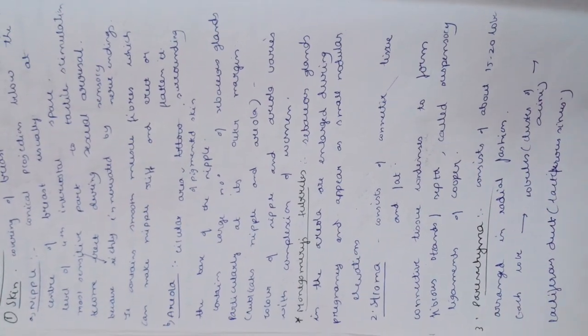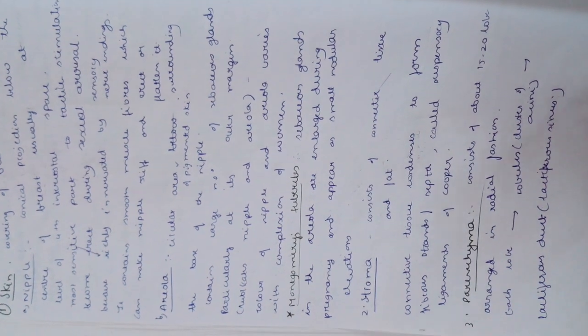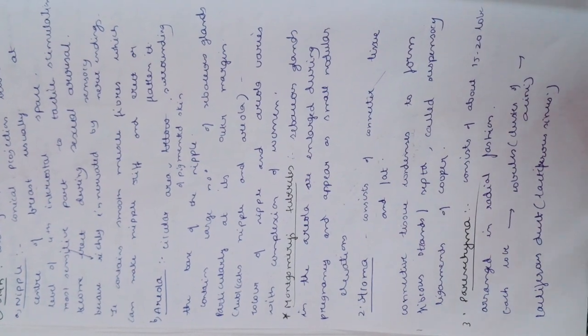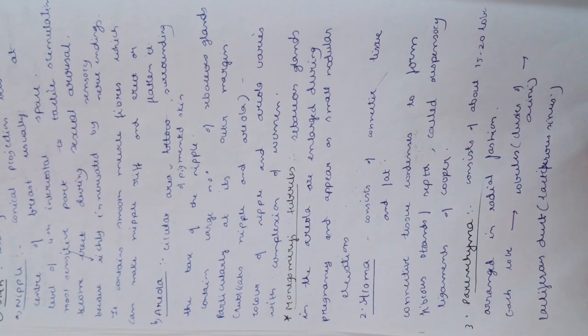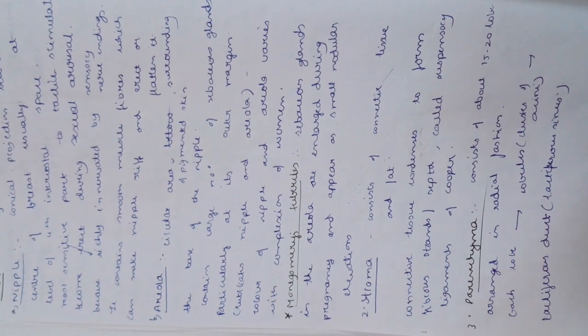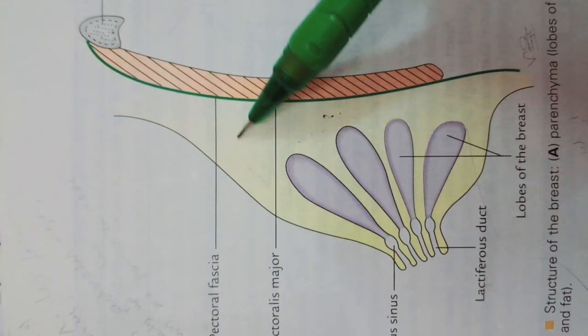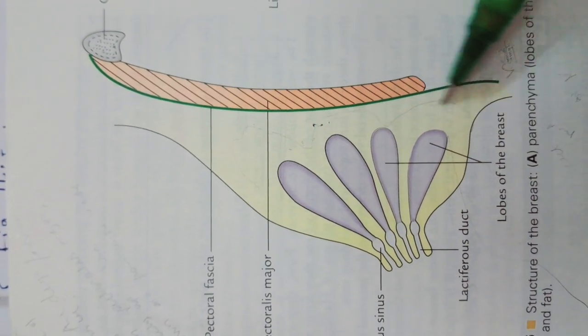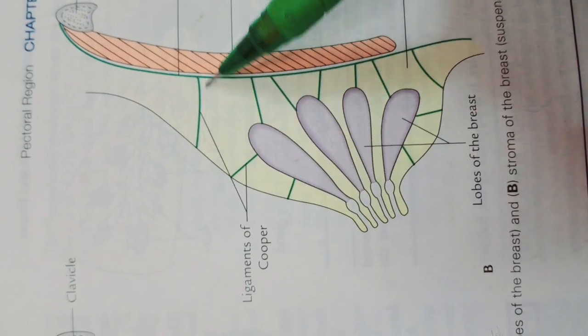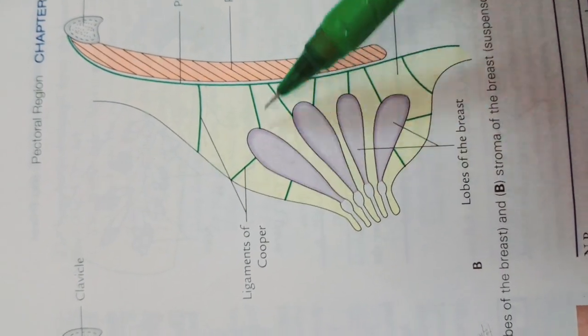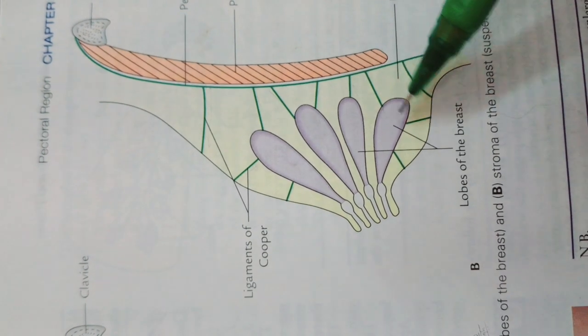Now stroma. Stroma consists of connective tissue and fat. This connective tissue condenses to form fibrous strands or septa called suspensory ligaments of Cooper. This is the fat and the connective tissue.